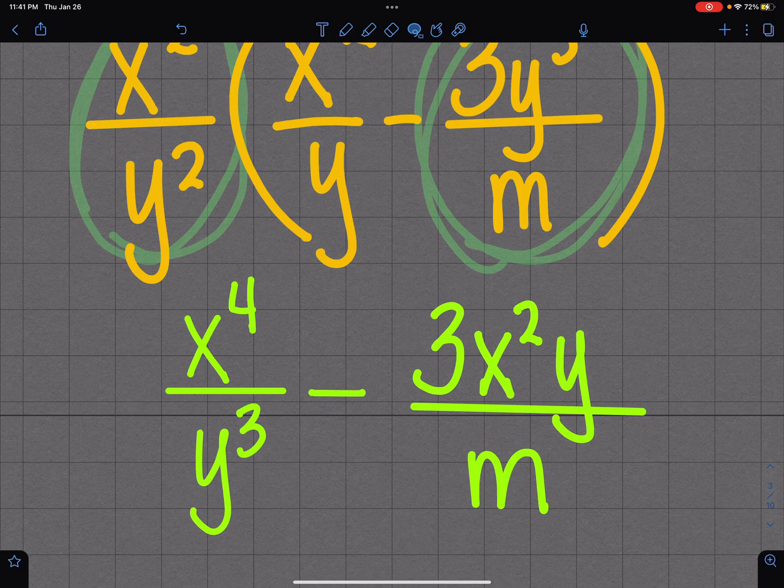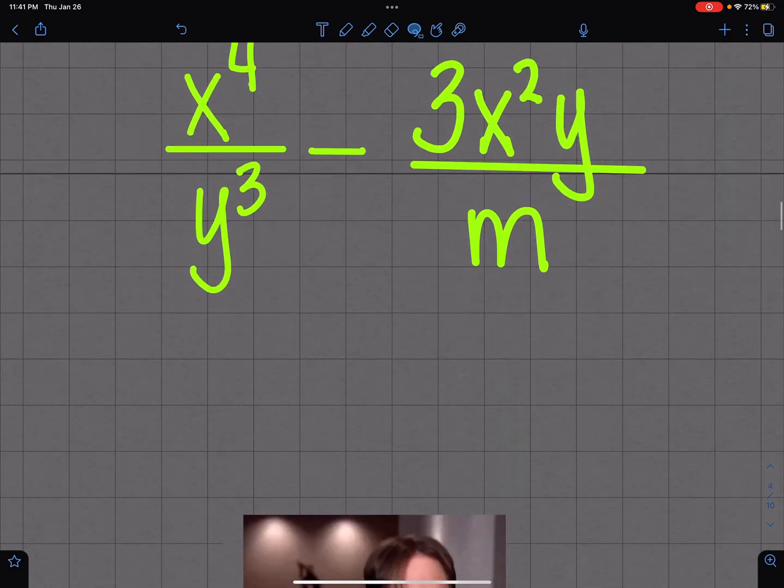So you have to simplify after you multiply it out. Okay, let's move on to the next question.